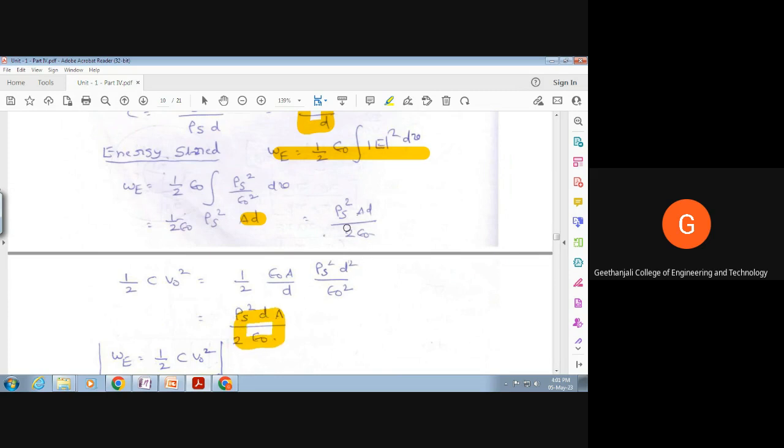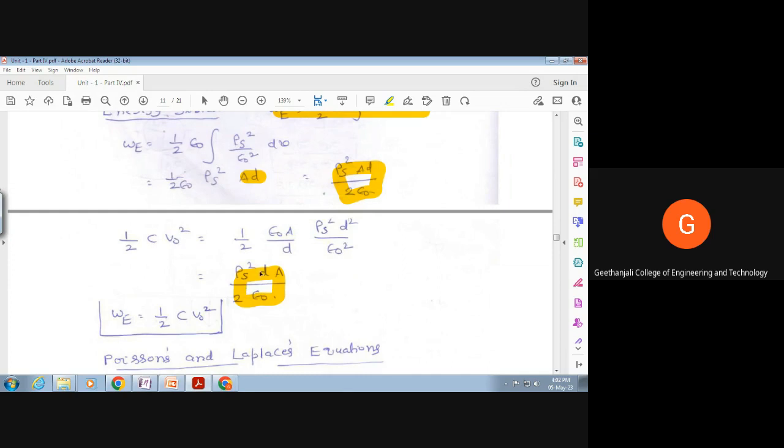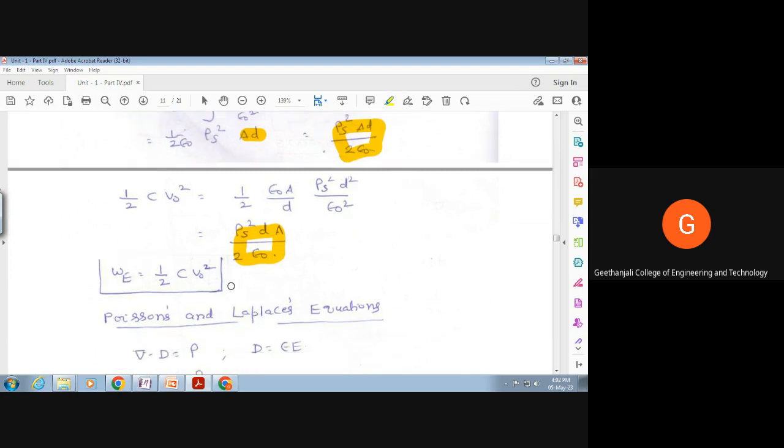Now you can see that the expression is the same. WE is equal to rho s square AD by 2 epsilon naught. Half CV square is also rho s square into AD by 2 epsilon naught. So the energy stored in a capacitor is equal to half CV square.